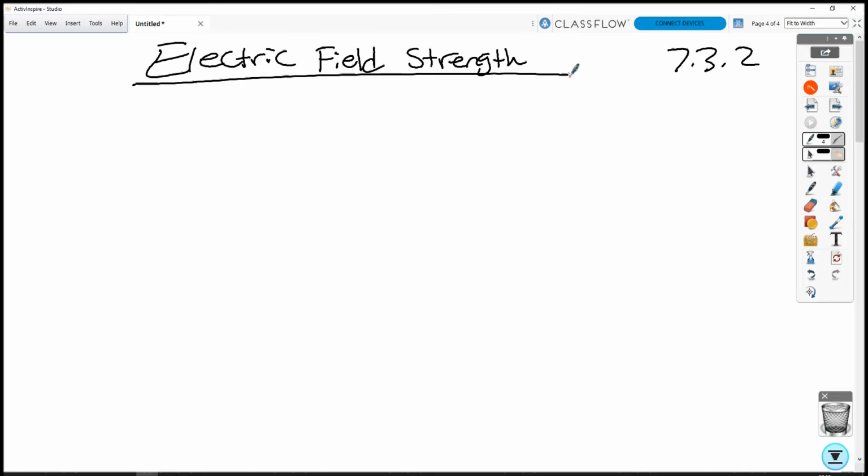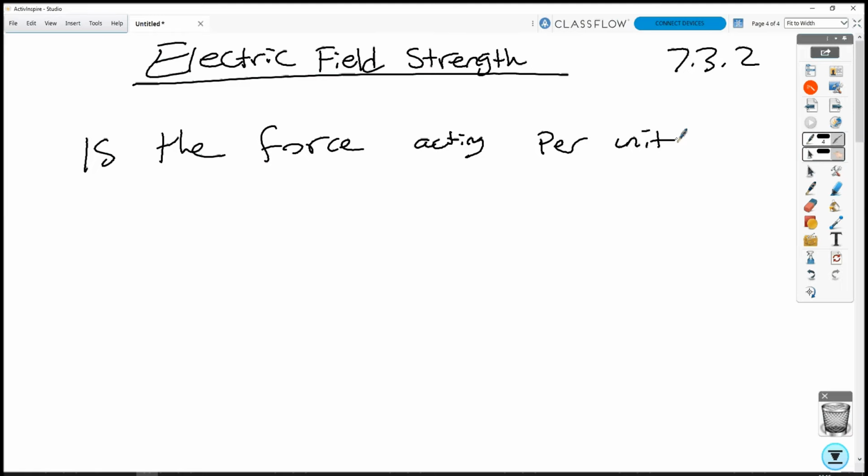So in the same way, the electric field strength is the force acting per unit charge, or per unit positive charge in this case, because for gravitational fields there was no positive and negative, but in the case of electric fields there is positive and negative, because this is a vector, so we have to say per unit positive charge placed in that field.